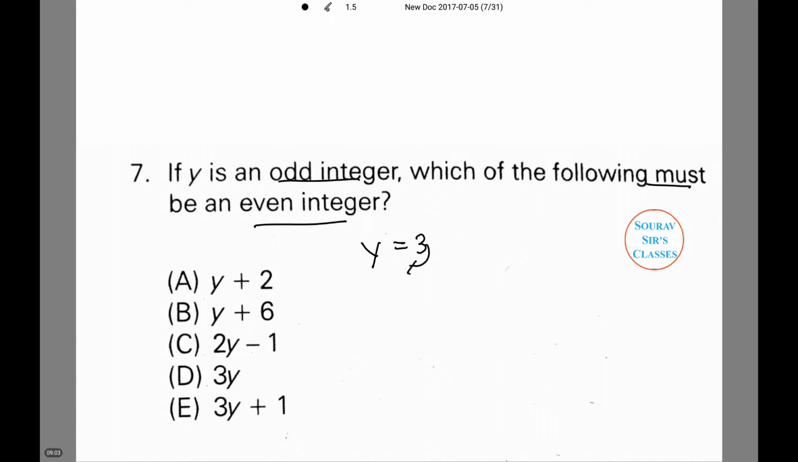Now let's plug this into the given equations. Thus 3 plus 2, which is 5, 3 plus 6, which is 9, 2 into 3, 6, minus 1, which is 5, 3 into 3, which is 9, and 3 squared, which is 9, plus 1, which is equal to 10. Thus when we plugged in an odd integer, we got an even integer for option number E. Hence E will be the correct answer.